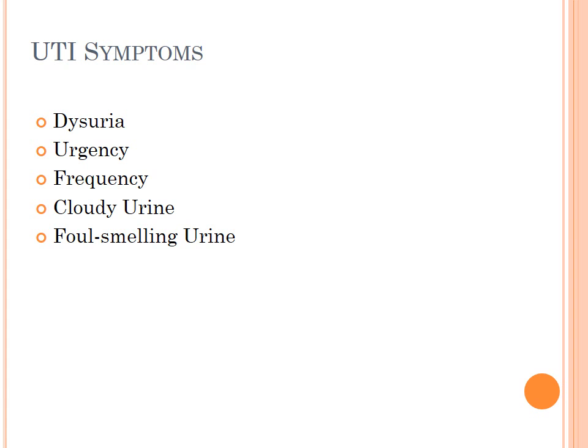So some signs and symptoms of urinary tract infection include difficulty urinating, dysuria, or painful urination. Urgency, frequency, could be incontinence, in addition to a cloudy, possibly foul-smelling urine, all indicative of a urinary tract infection.